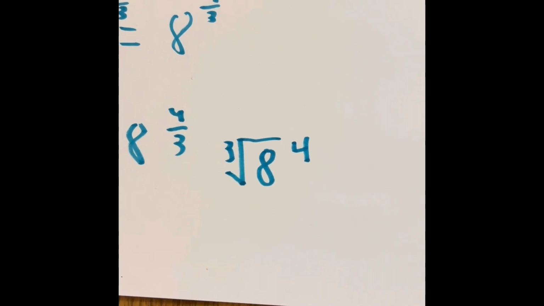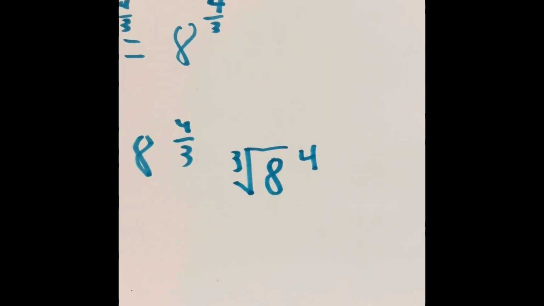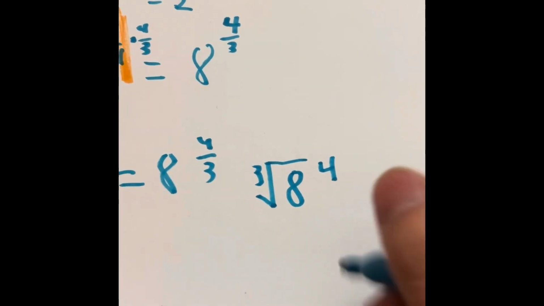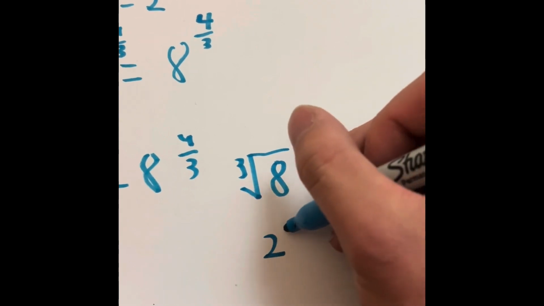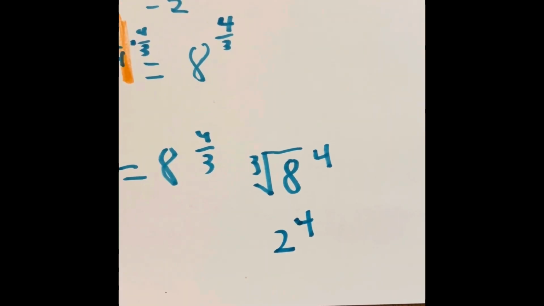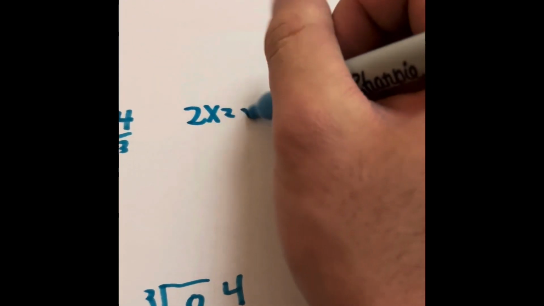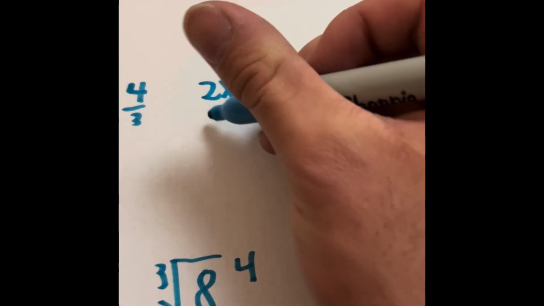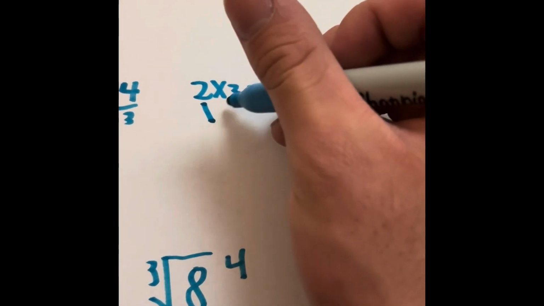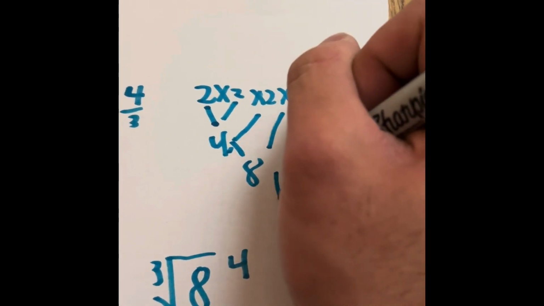So what is the cube root of 8? And after that, what is its fourth power? Well, the cube root of 8 is going to be 2. And 2 to the power of 4, what is it going to be? 2 times 2 times 2 times 2. So we have 2, 4, 8, 16.